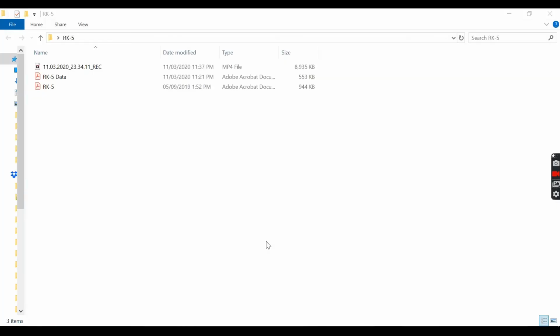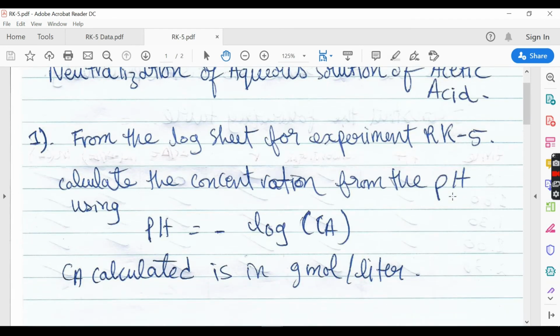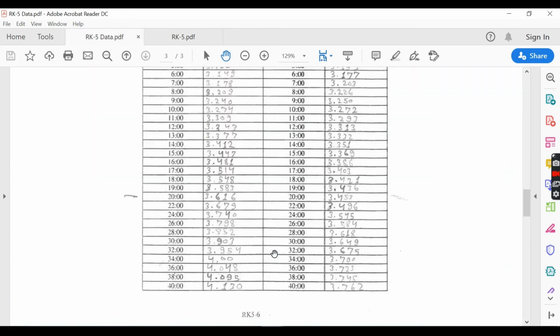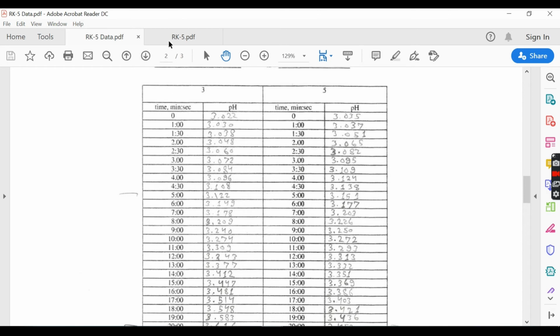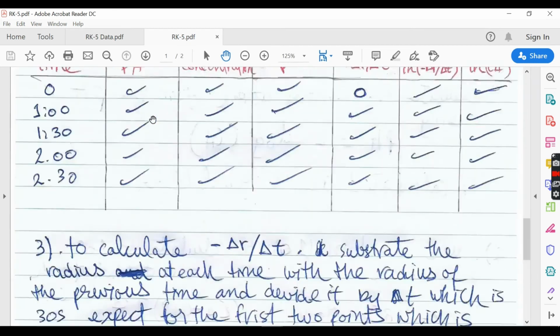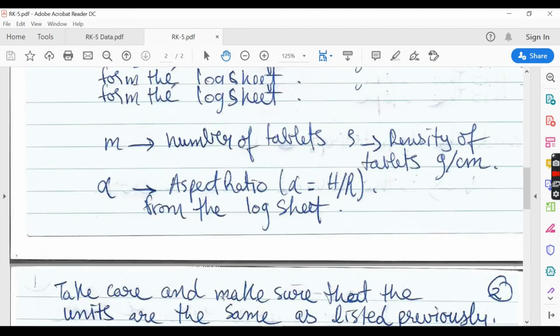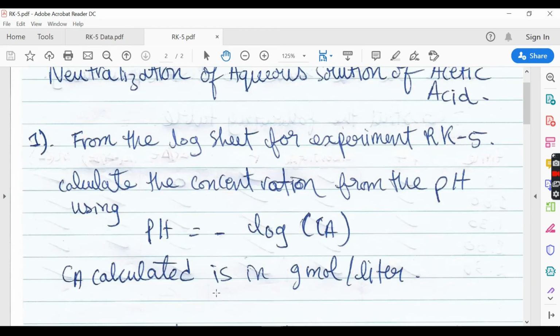The first report requirement for the experiment RK5 is to use equation 9 to evaluate the concentration at various times. So we'll go here to RK5, the PDF. Basically the first equation is pH equals minus log Ca. You have the pH at each time. Just plug in the pH here and calculate Ca at each time. So you will have a table like this: time, pH, and then concentration, which is calculated from this equation.